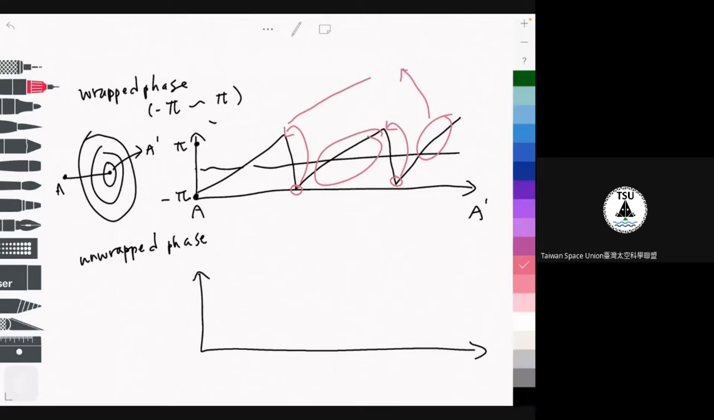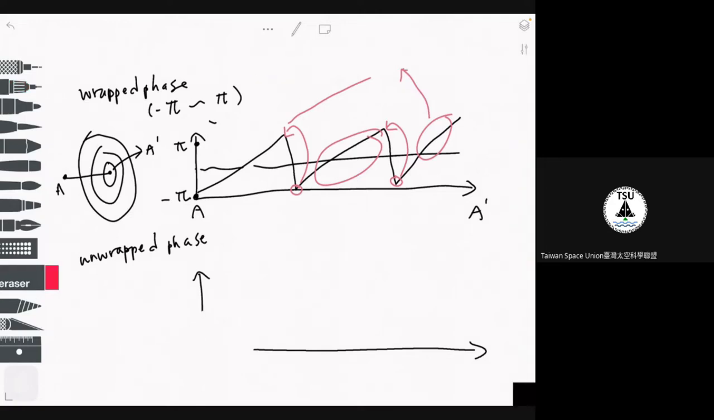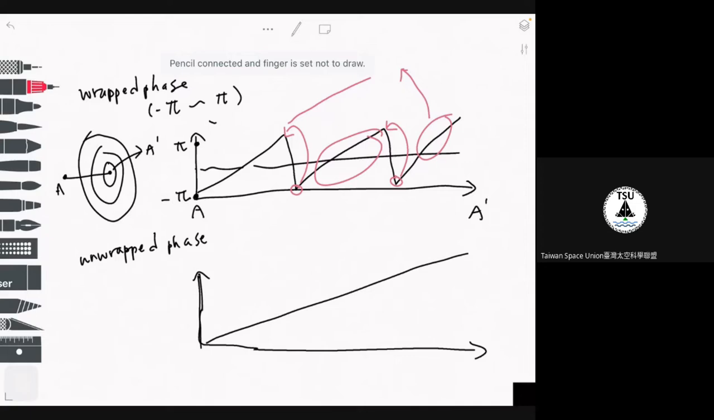So what the unwrapped phase looks like is a continuous increasing or decreasing field, according to this AA prime profile. And the value will no longer be restricted between negative pi and pi. The value can be, for example, from negative 5 to something like 30-ish. But still, this unit is in radians, correct?